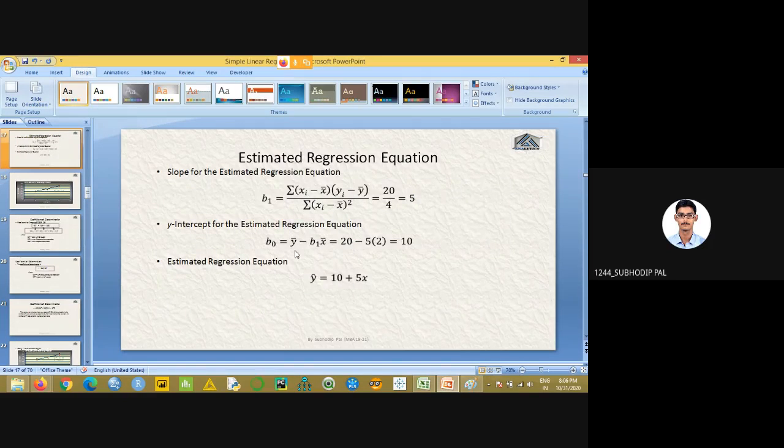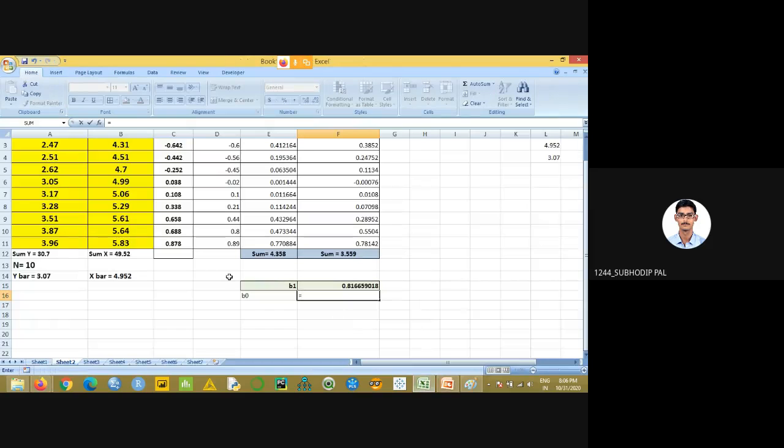Y bar minus B1 into X bar, correct? Y bar, how much did we have? 3.07, correct? Y bar minus B1 into X bar. That is y bar minus B1 x1.